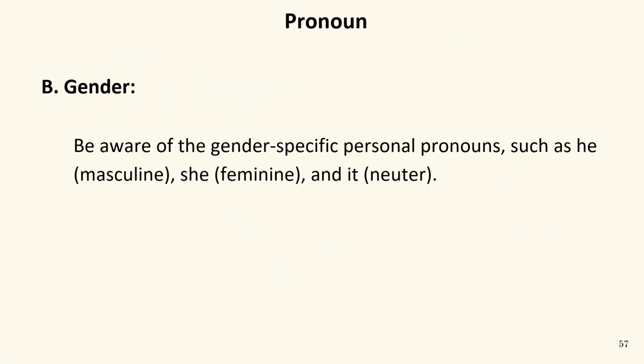Now on the gender basis, be aware of the gender specific personal pronouns such as he for masculine, she for feminine, and it for neuter gender. Let us take an example of it. If I talk about a boy, I will use he or his for that boy or him. Now if I'm talking about a girl, obviously I will use she or her in case of nominative and objective respectively. But if I'm talking about a pen, it is a neuter gender. Now for pen we use it as nominative, possessive and objective respectively.